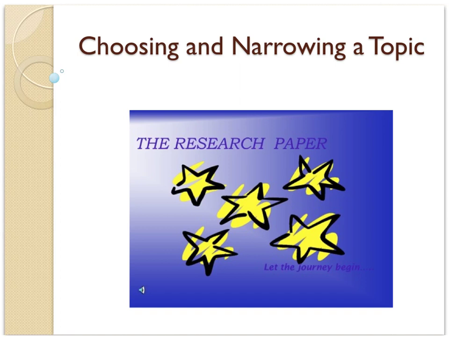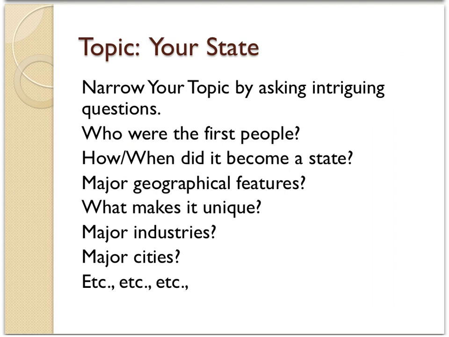Hello. Now that you know what a research paper is, we're going to talk about how to choose and narrow your topic. All right, since your assignment is to write about a state, your first step is to decide which state you would like to write your report on. This will be your topic. Make sure you choose a state you're really interested in.